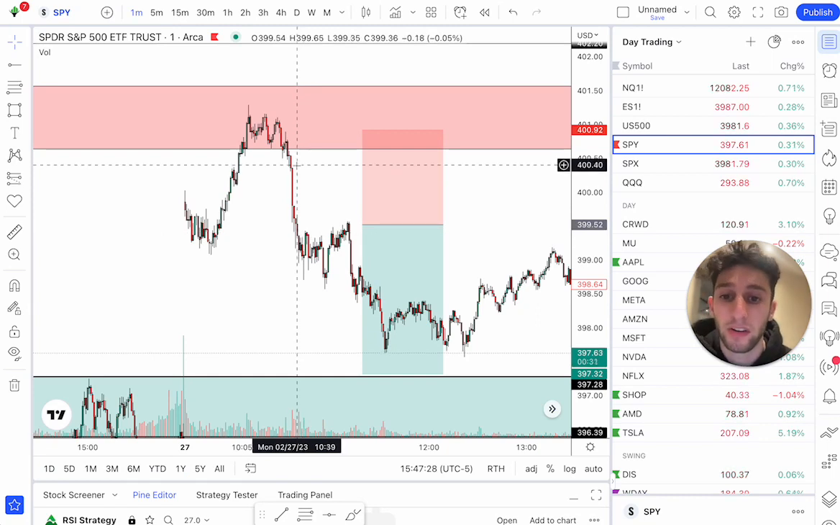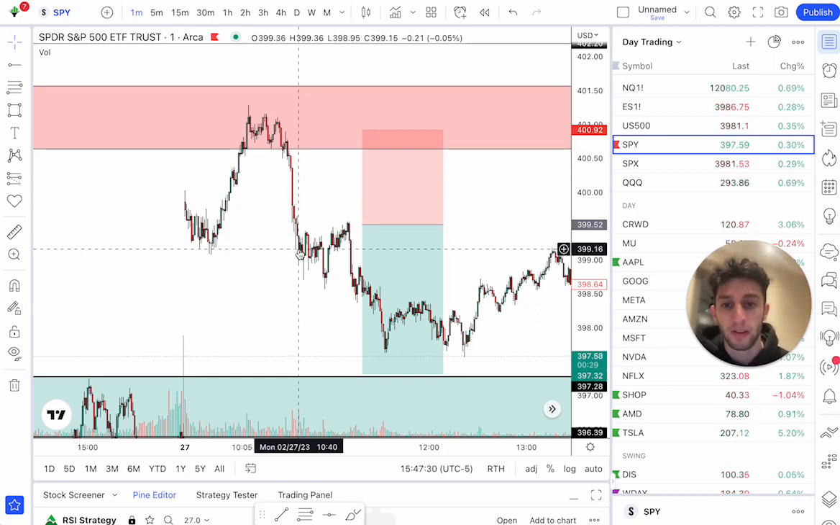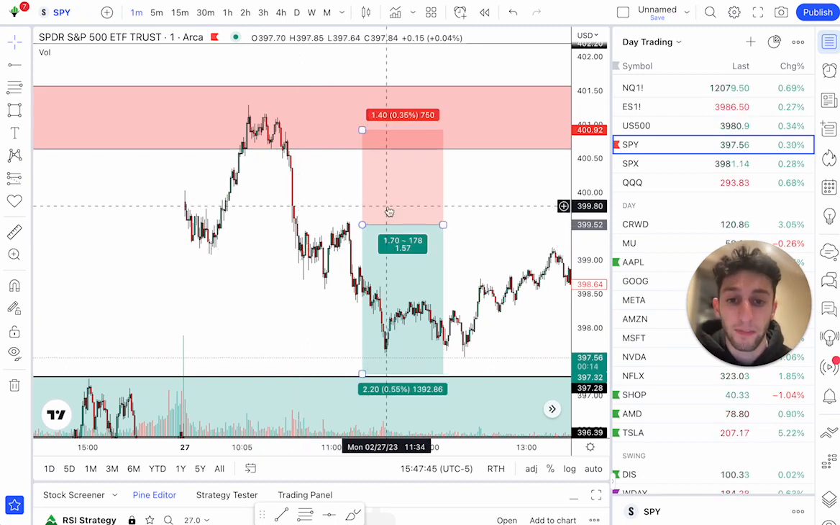Sure, you could say I'm chasing it because I'm doing it after the move happened, but I'm making sure I still have a good reward. I still understand that sellers are in control and that I have a win percentage that's over 50%, so I know this trade is going to work out using my strategies. I don't know it's going to work out, but I know in the long run, having a 1.5R risk reward with my win rate is going to be a profitable strategy.